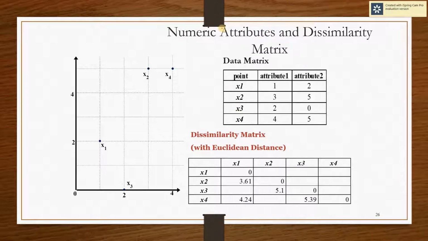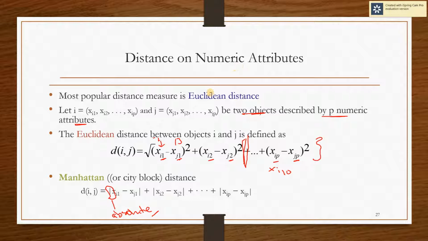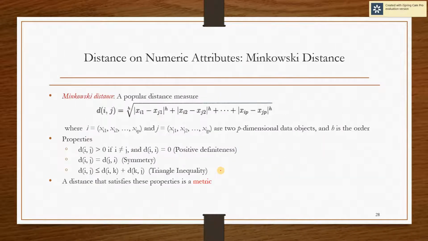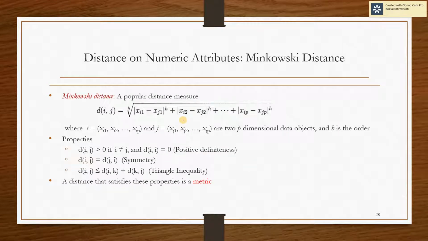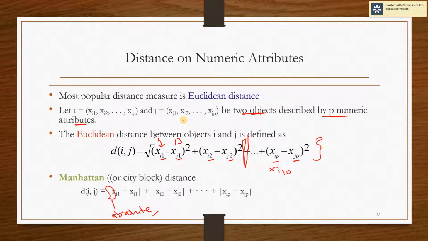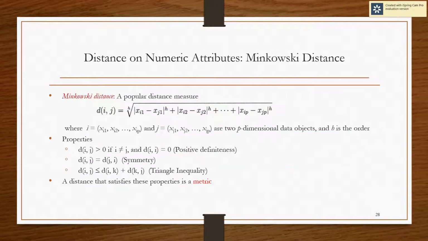Right, then you may have to calculate the dissimilarity of numeric attributes. If you have numeric attributes, you can use the Euclidean distance, or you can also use the Manhattan distance. And also there is the Minkowski distance. This is one of the popular distance measures as well, where it combines the calculation of Euclidean with Manhattan, and there are some changes somewhere.